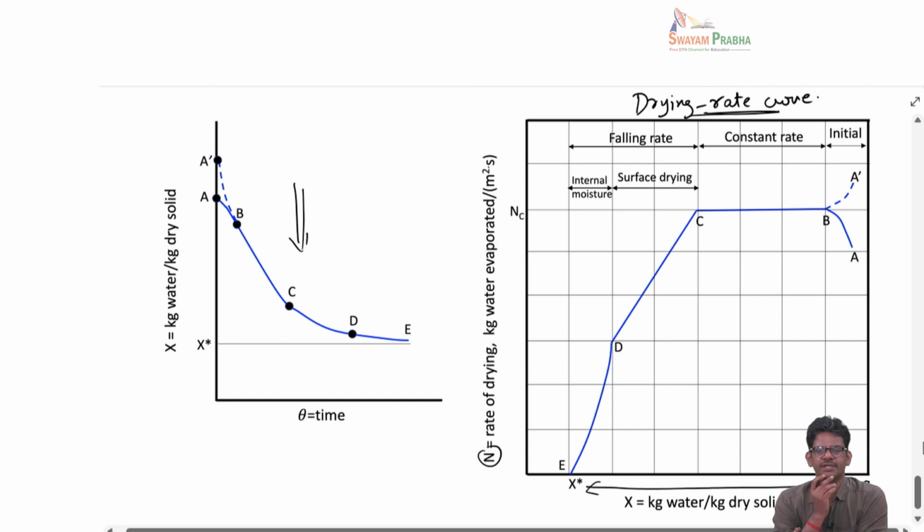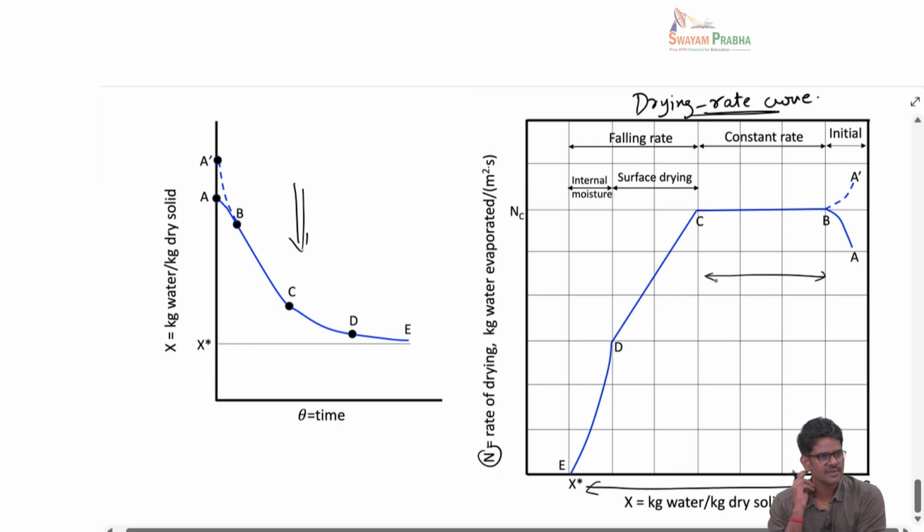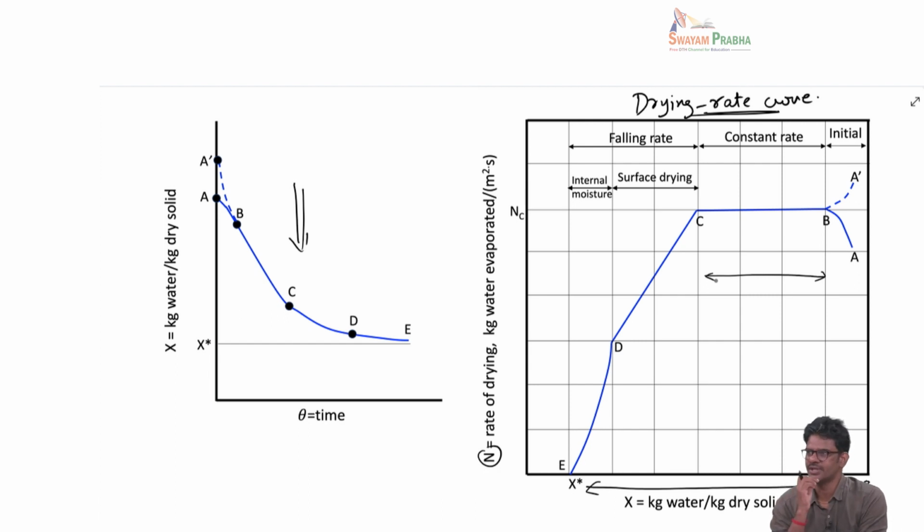So what you see here is that there is a particular region, a particular range of moisture, where this N is constant. That means the evaporation rate is constant over a range of moisture content. Okay, so the solid is drying at a constant flux, a constant rate of drying. That is one feature you see.